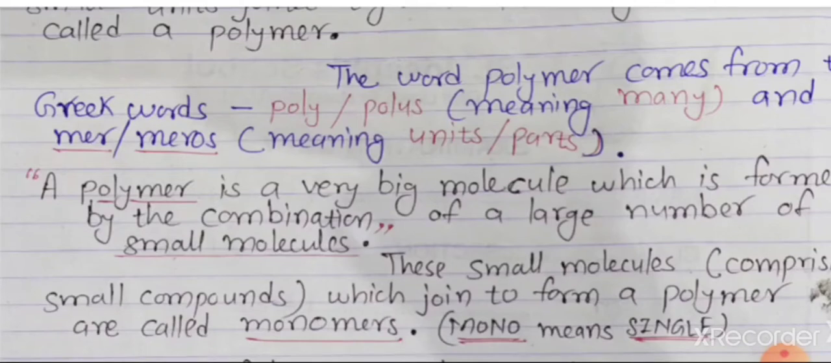These small molecules, which are comprised of small compounds, when joined to form a polymer are called monomers. Now what are monomers? When we are arranging small particles or small compounds together in a long chain, it forms a polymer. पॉलीमर किससे मिलके बना है? मोनोमर से. सिंगल, मोनो मीन सिंगल. So when we are arranging monomers in a series, that complete series forms a polymer.